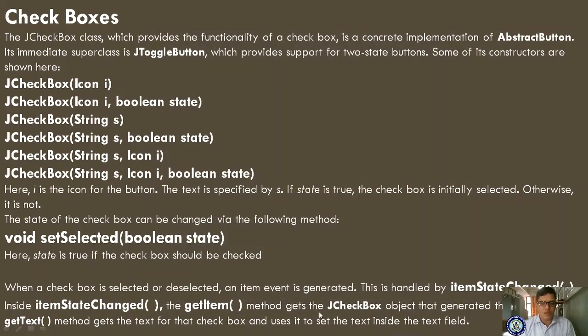Now the getText method gets the text for the checkbox and it is used to set the text inside the text field. By using the getText method, you can access the text of the checkbox, and whatever text you access from the checkbox, you can set it to the text field.